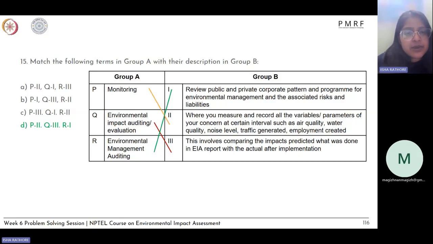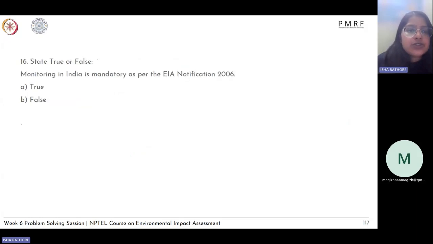Then environmental impact auditing or evaluation involves comparing the impacts predicted in the EIA report with the actual after implementation. So Q matches with 3. Then environmental management auditing reviews the public and private corporate pattern and program for environmental management and the associated risks and liabilities. So R matches with 1. So the correct answer is D, that is P matches with 2, Q matches with 3, and R matches with 1. Moving on to the next question, state true or false.